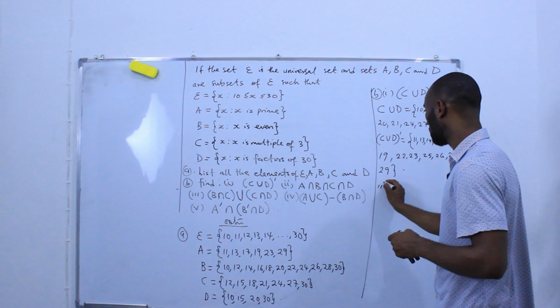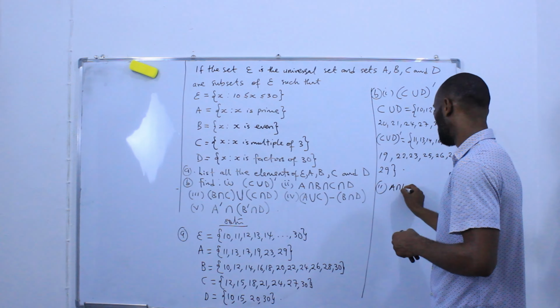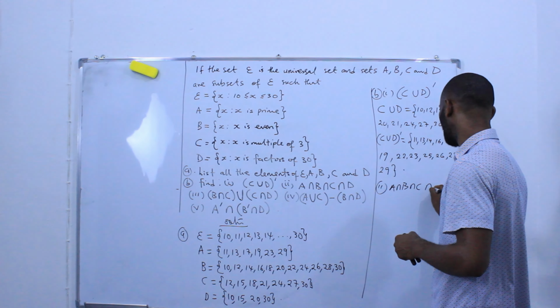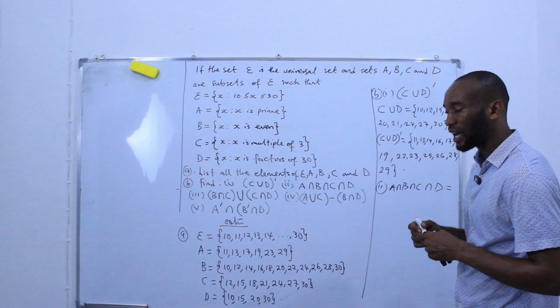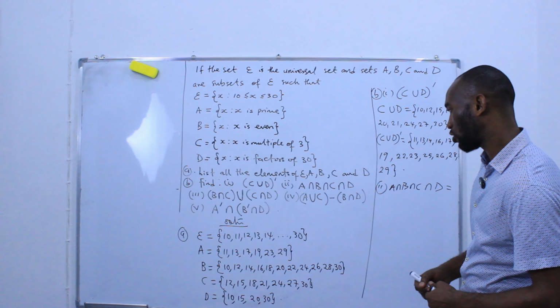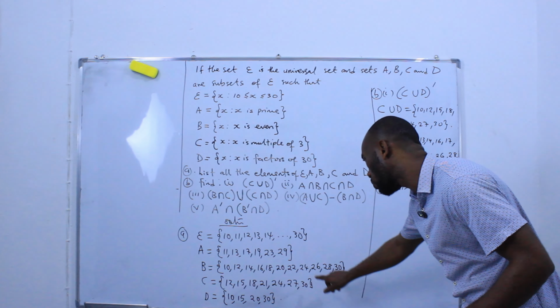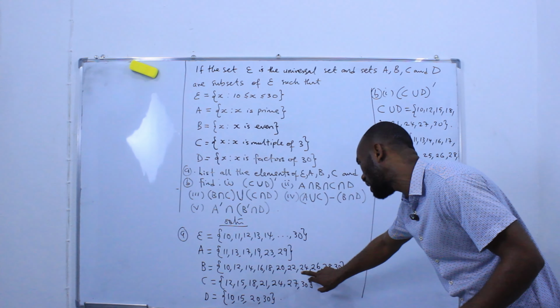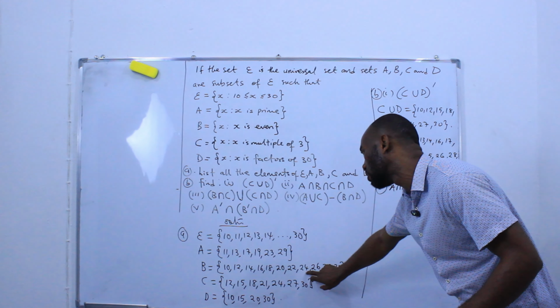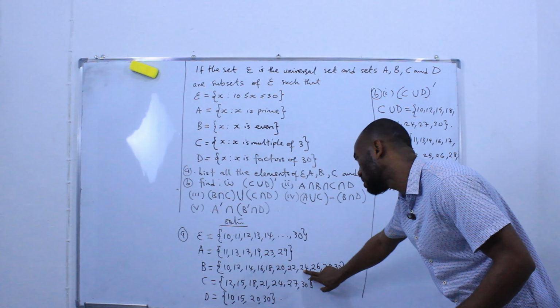Now the next one is A intersection B intersection C intersection D. That is what A, B, C, and D have in common. Now let's look at it. A is prime numbers. Prime numbers are not in B. What are there are even numbers. So A intersection B is empty.